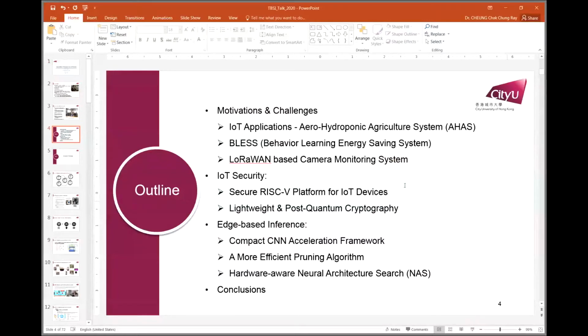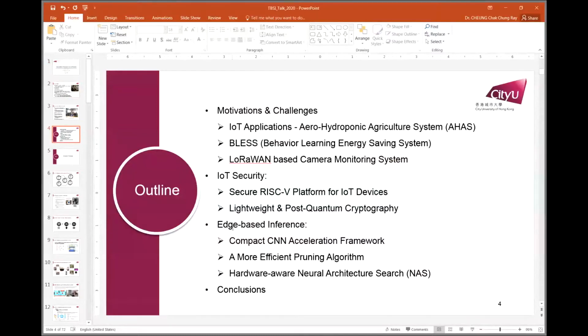Second, we are going to talk about IoT security. We will focus on 2 areas. One is the secure RISC-V platform, which is our topic for today. And we also have a lot of experience working on cryptographic hardware design, including the 2 areas we want to talk about today: lightweight crypto and post-quantum crypto. We know that quantum computers are coming along, and if that happens, all the existing crypto standards will be broken. So how can we secure our chips to defend against the upcoming attacks?